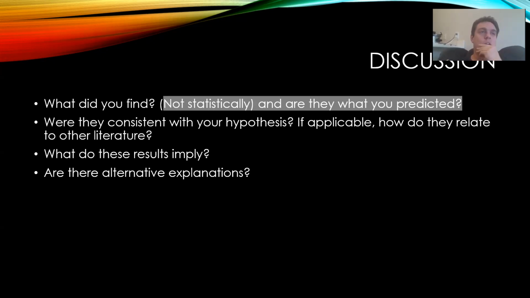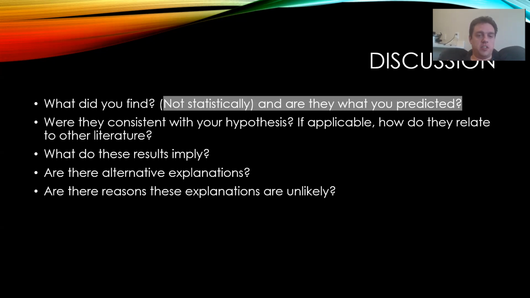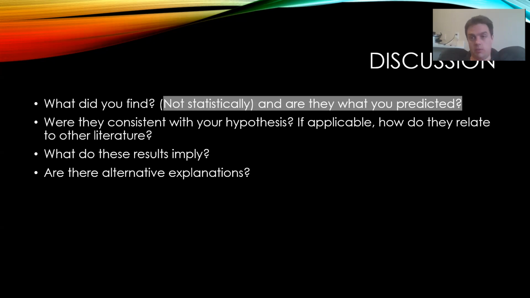Another important thing to talk about in the discussion is both alternate explanations and limitations. There is a bit of a difference there, which we'll get into. When we say alternative explanations, what we mean is: was there some sort of possible confound? Was there some sort of issue that might have nullified or invalidated your results somehow?